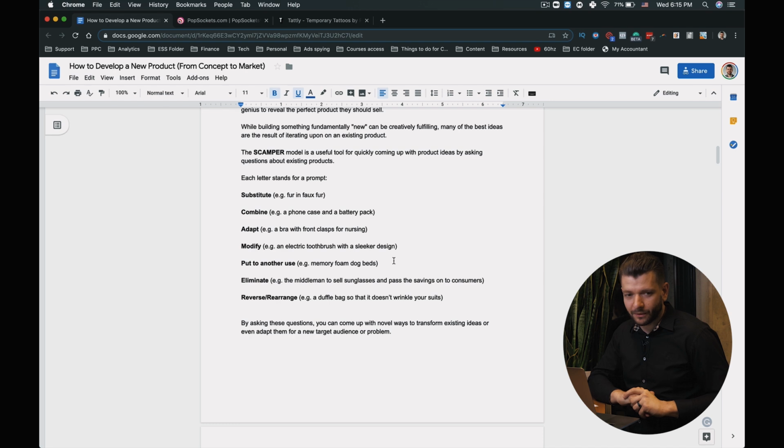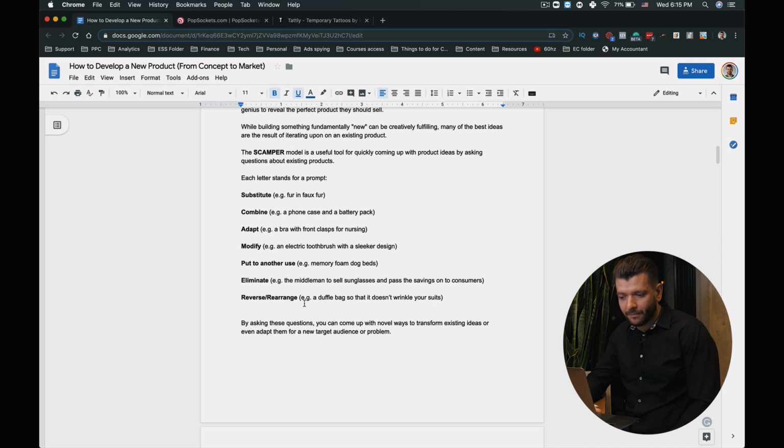Then eliminate. For example, Uber eliminates those huge companies that operate taxis, right? So they just operate between the person who orders the cab and the customer themselves, right? So pretty much these two parties. Uber just takes its cut and just organizes the infrastructure. That's it, right? The same with food delivery services. So they're organizing this whole infrastructure and removing the middleman. So rearrange, right? For example, a duffel bag made so that it also doesn't wrinkle your suits, right? So it's for another market.